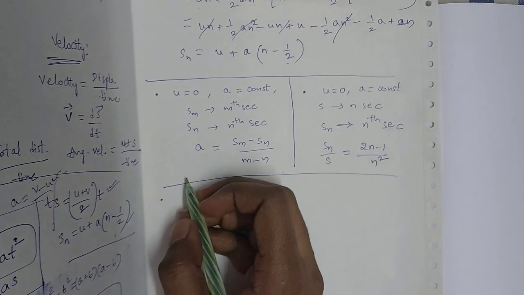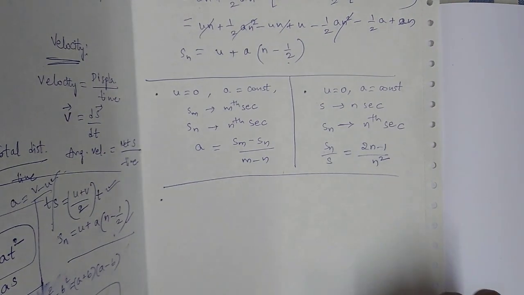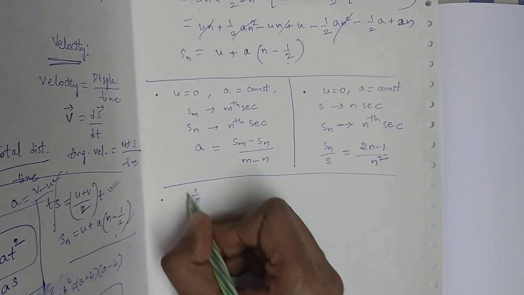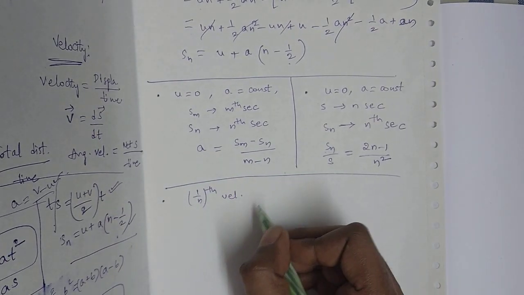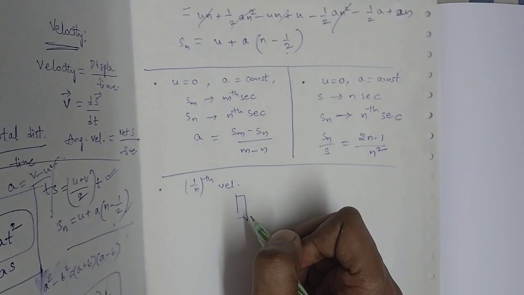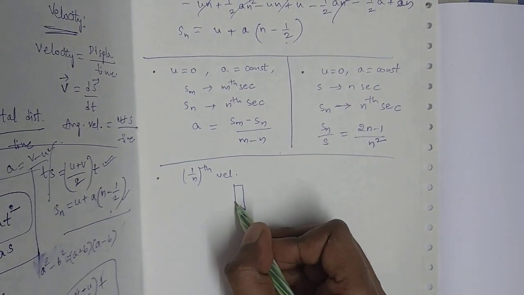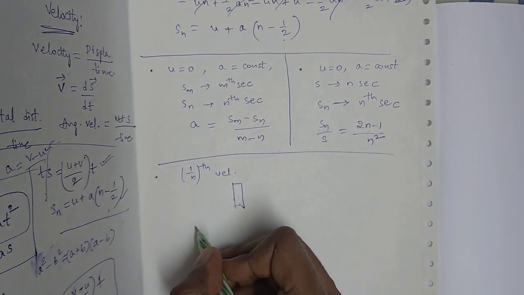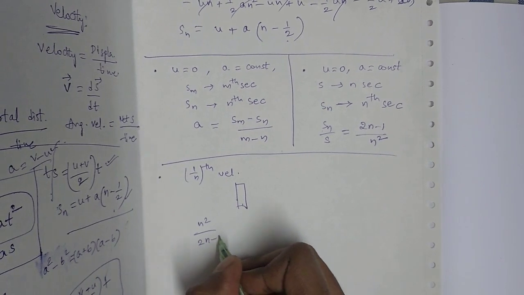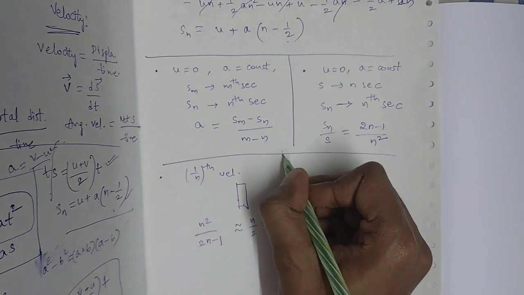In a case, if a bullet loses 1/nth of its velocity by passing through a plank, then the number of planks of the same type required to stop the bullet is n square by 2n minus 1, which is approximately equal to n by 2 plus 1.